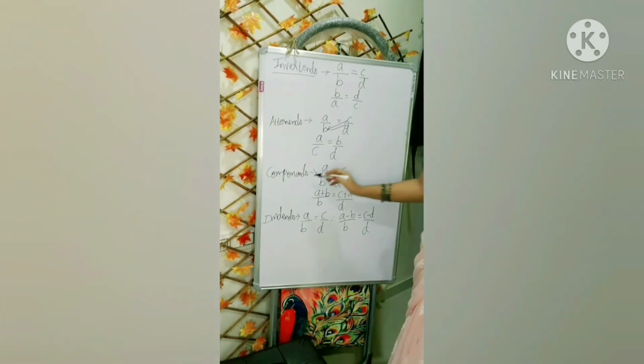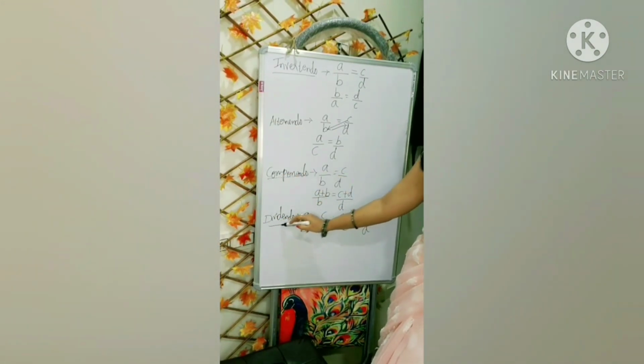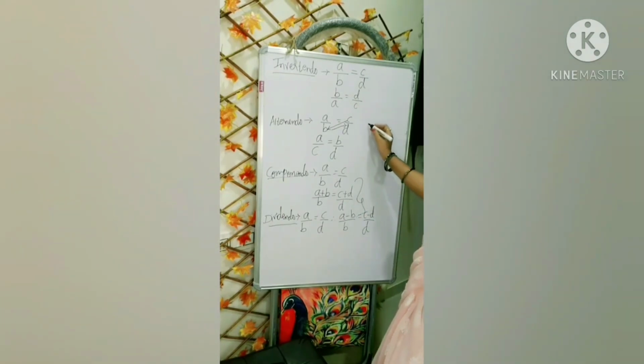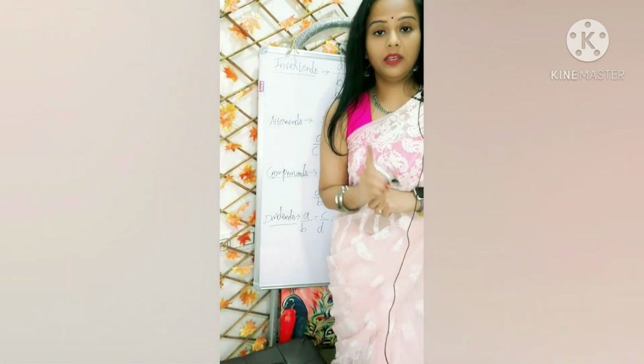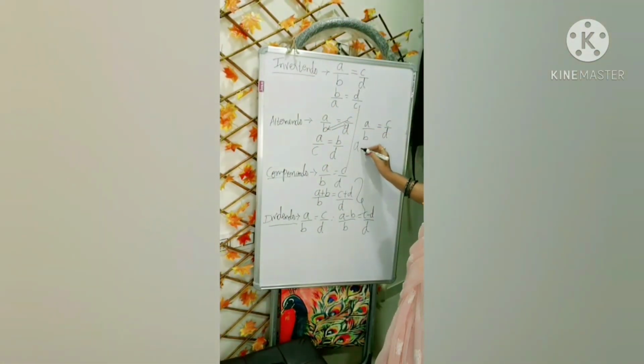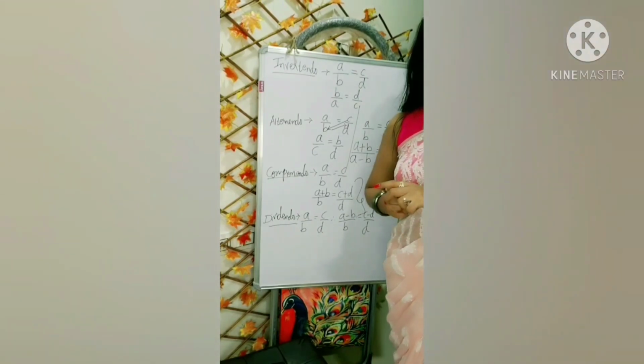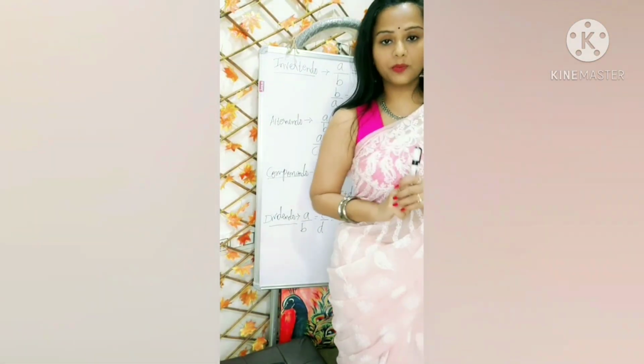When we use both the properties componendo and dividendo together, for a ratio A upon B equal to C upon D, we can say A plus B upon A minus B is equal to C plus D upon C minus D. Now let's see how we solve sums using all these properties.